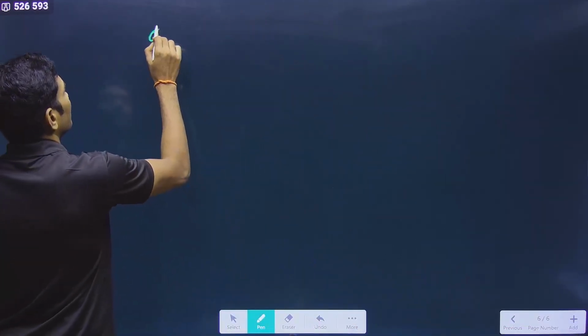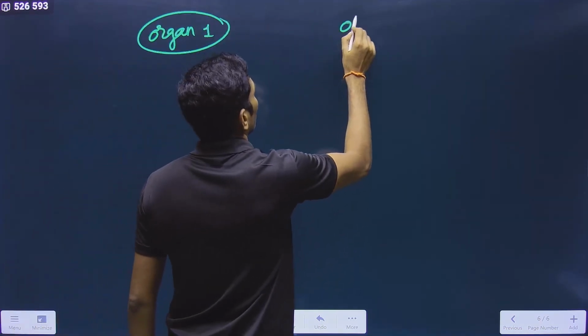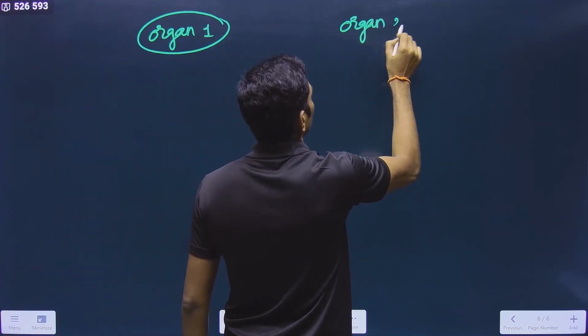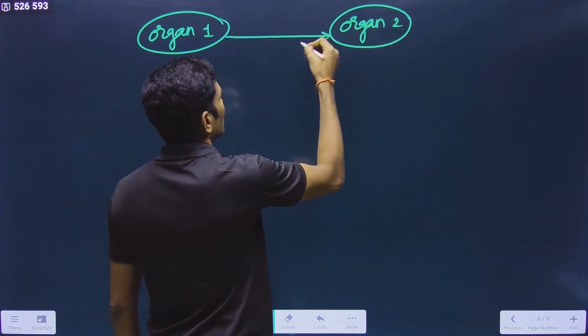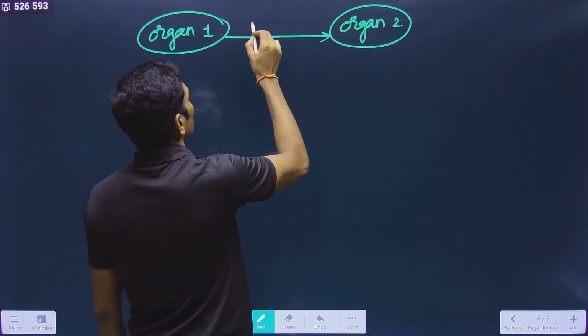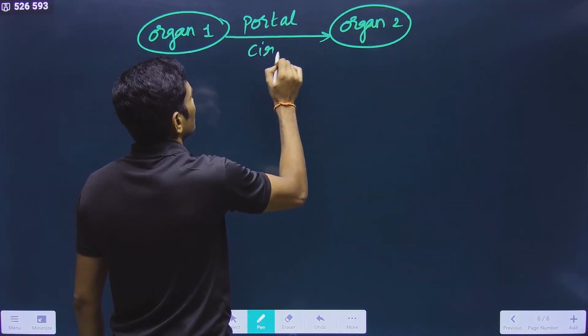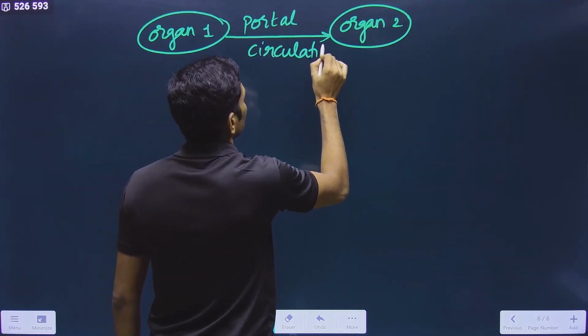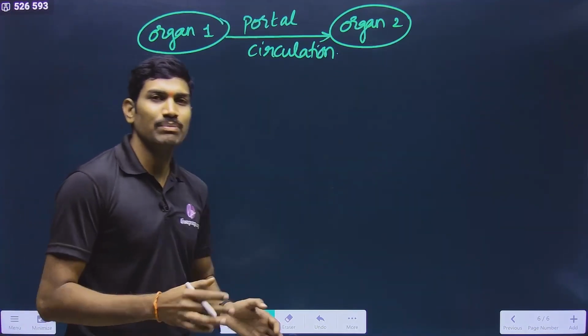So in this way, definitely there are two organs, organ 1 and organ 2. From organ 1, it is going to organ 2. So it is the portal circulation. In the higher organisms, different types of portal systems are present.